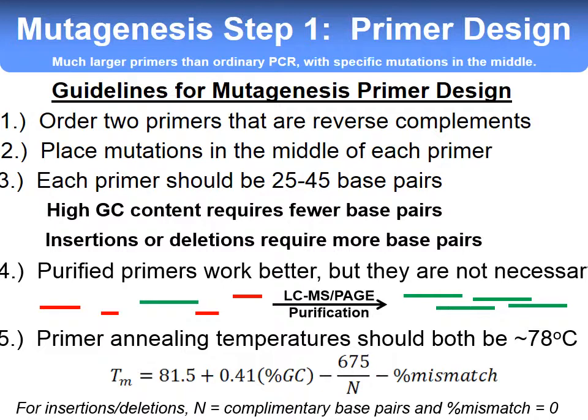Now, this equation right here, as it stands, applies for point mutations, if you're just changing a T to an A or a CC to a GG, let's say. But if you're doing insertions or deletions, you modify this equation by saying that the percent mismatch equals 0. So that just defaults you to a higher annealing temperature that will help you deal with those mismatches in an insertion or deletion.